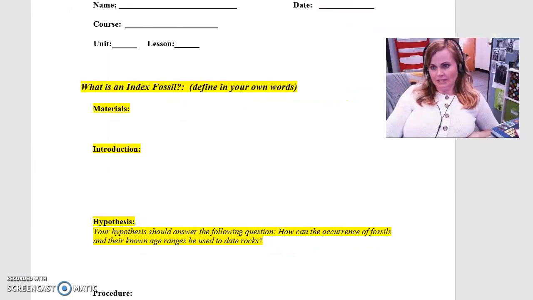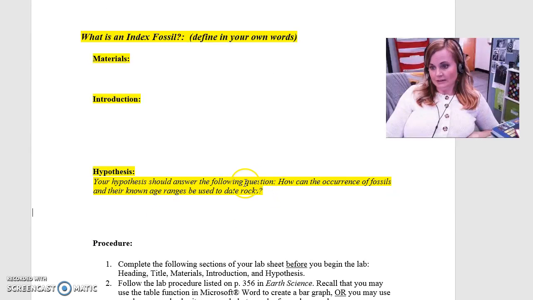The second thing it tells you is materials. Well, I don't really use much for materials here. In your introduction, just explain the purpose of the lab. What is it you are trying to do? I'll read through it a little bit. Your hypothesis answers the following question: How can the occurrence of fossils and their known age ranges be used to date rocks? Remember, it's a hypothesis, so you're going to think about some of the stuff I just talked about and then come up with your idea of how you think that might be used. You might change your mind during the course of this investigation, which is totally fine and very normal.